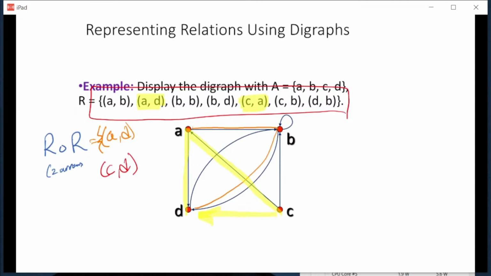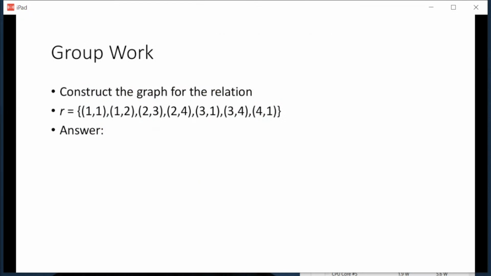All right, let's see how you do with this. It says group work, but it's really just one for you to do yourselves: just construct this graph for this relation, and see how you do with it.